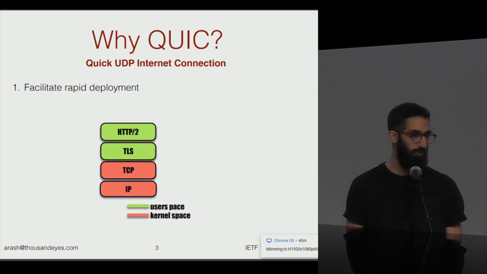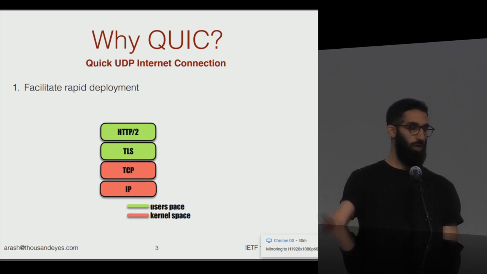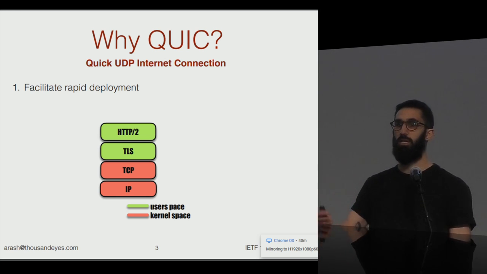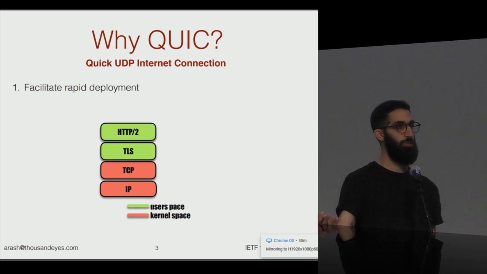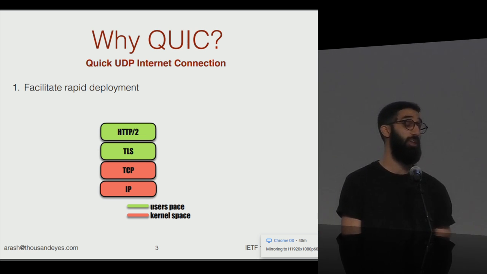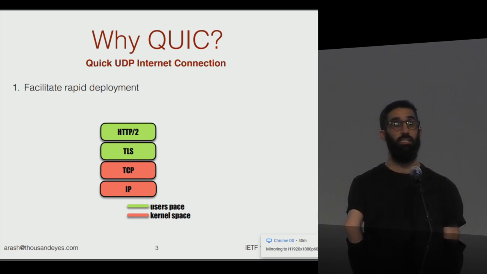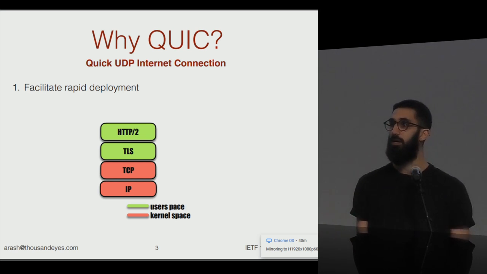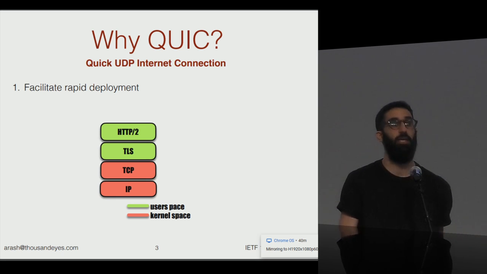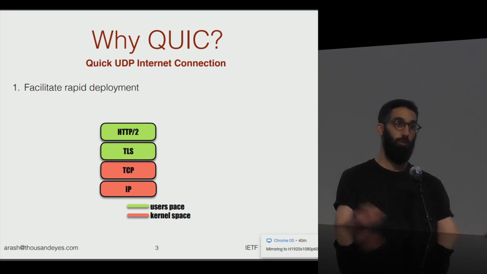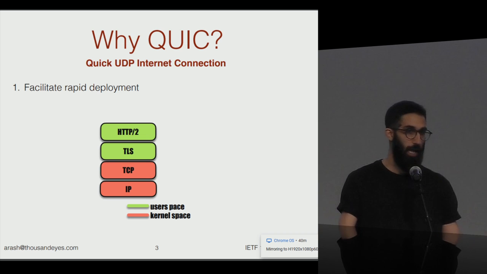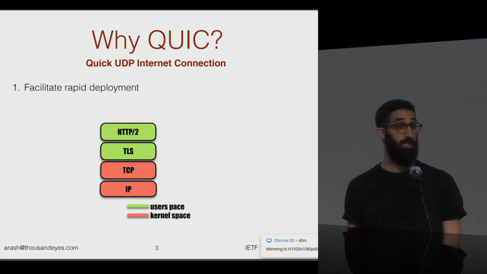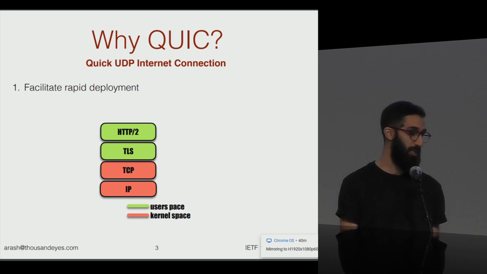What does that mean? If you think about HTTP, you have HTTP, hopefully you have TLS underneath, and it's running on TCP, which is your transport protocol. And as you all know, TCP is implemented in the kernel. So it's in the kernel space. What does that mean? That means whenever you have a big change, let's say for TCP, and you want to deploy it at scale, everyone needs to update their operating system. And we all know that could take a long time. Windows XPs that are still around are evidence of that fact.